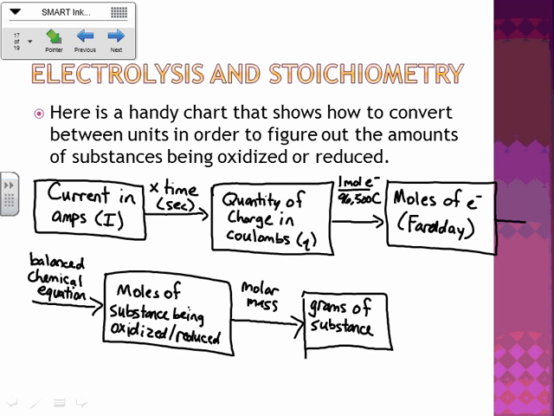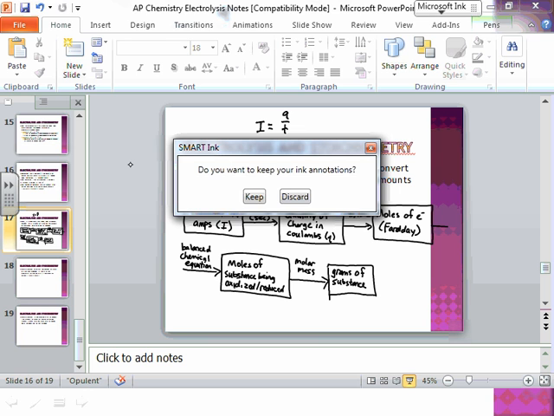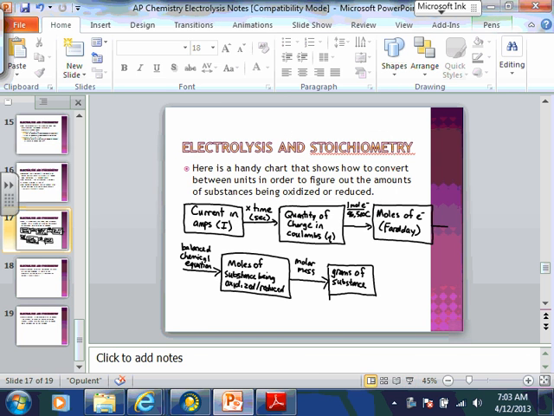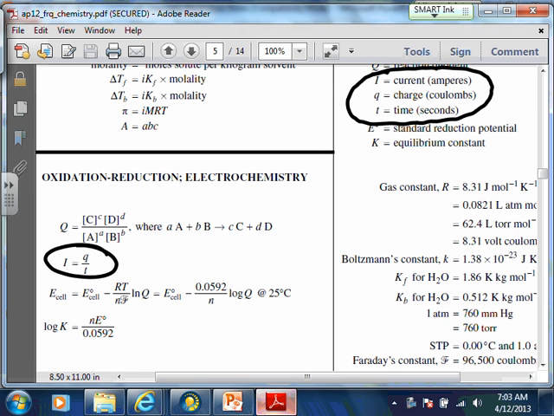And again, here, to get from the current to the charge, I would just remember that I equals... didn't I just say Q over T? Yeah, I equals Q over T. Okay. Did I do that right? I'm doubting myself here. I need to make sure I get this equation right for you. Yeah, I equals Q over T. Okay, that's right.